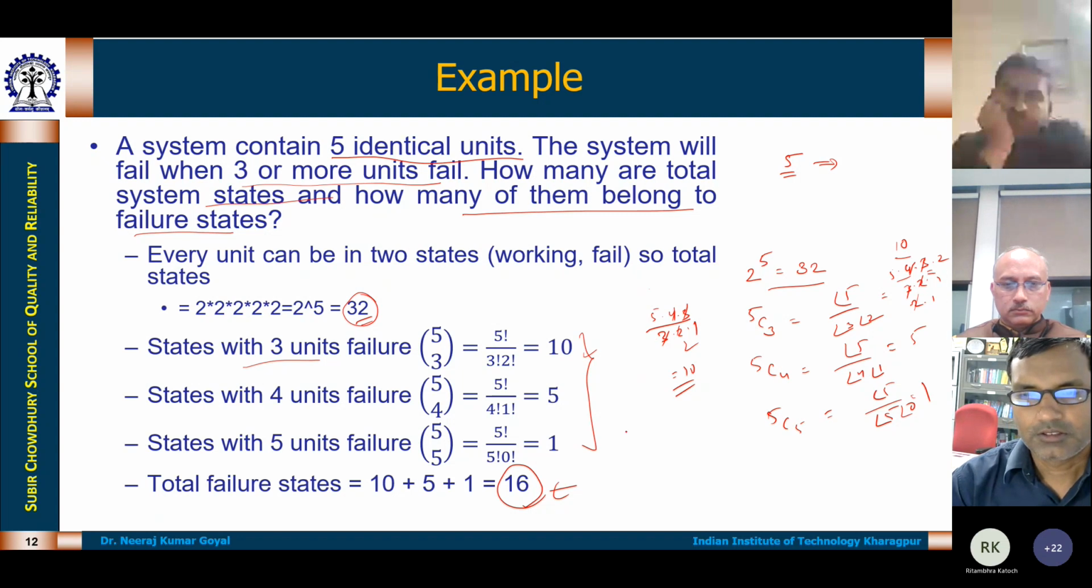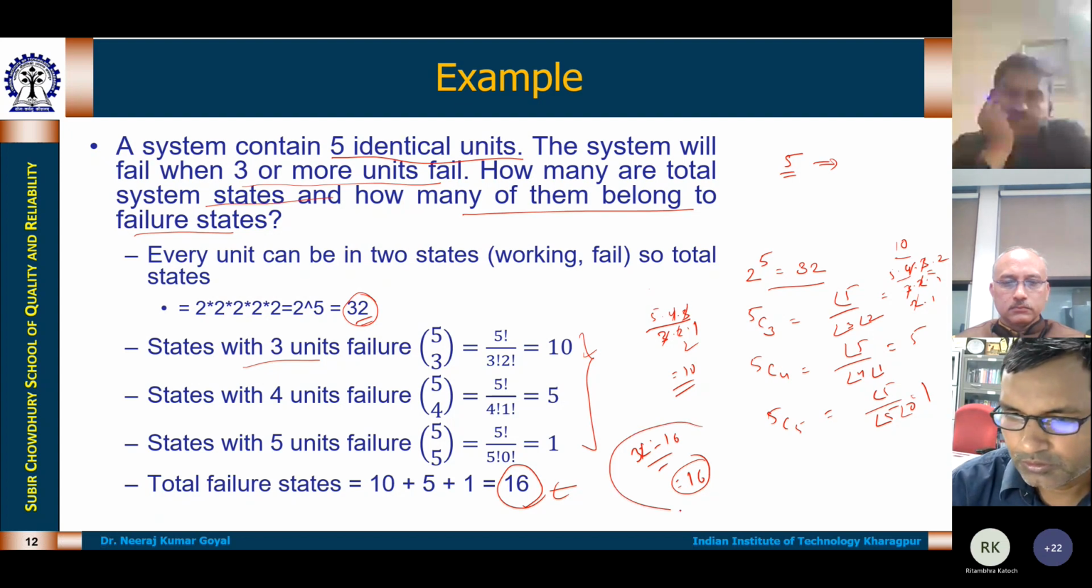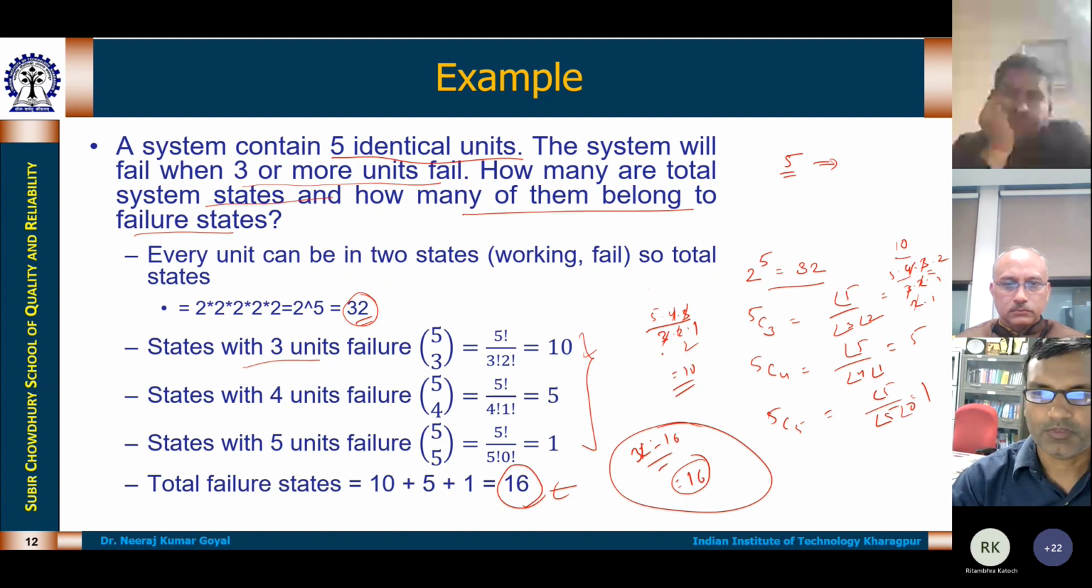Okay. Similarly, if 16 are failure states, then 32 minus 16, that is equal to 16 states will be in non-failure states in all these. Here, why we are doing this? Because we need to calculate probabilities later on. And for that, we need to know how many such states are there.